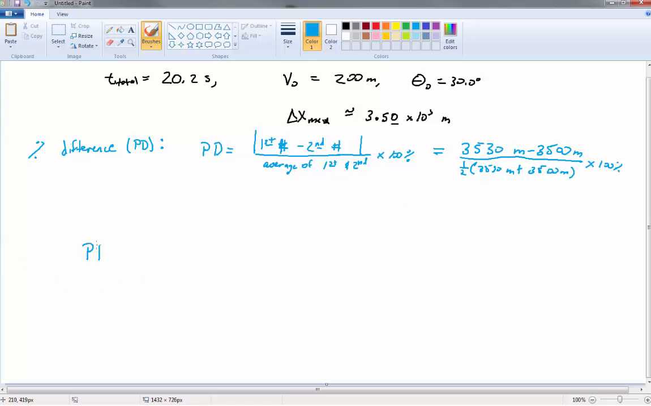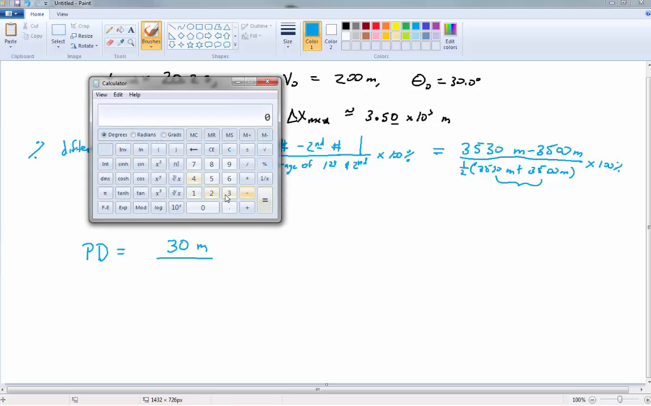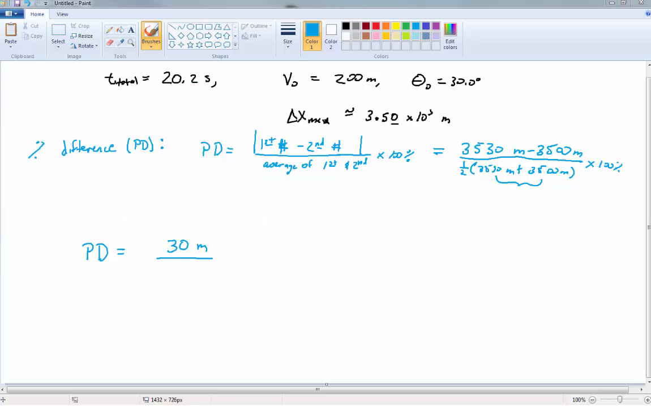And what the bottom part of this is going to give us is 3,515. So that means that our percent difference is 30 meters divided by, if you add these two together just as a double check, just to check my mental math, you'd be adding 3,530 plus 3,500, so you'd get 7,030. If you divide that by 2, you've got 3,515. So this part right here was 7,030. This part was 3,515 meters, and there's a times 100%.